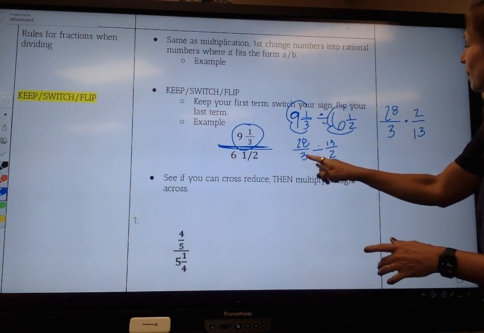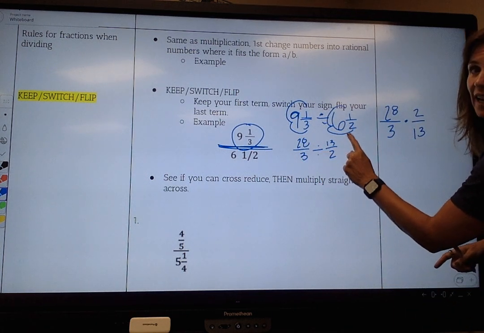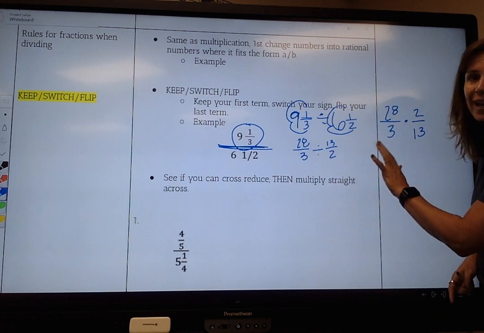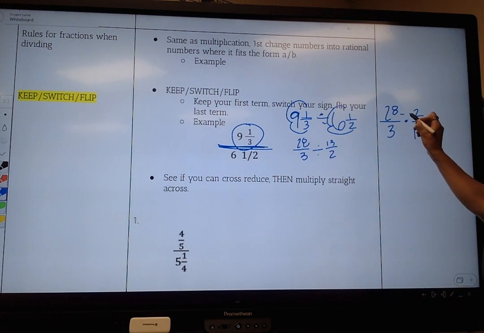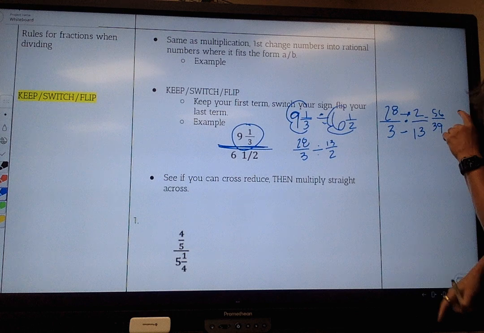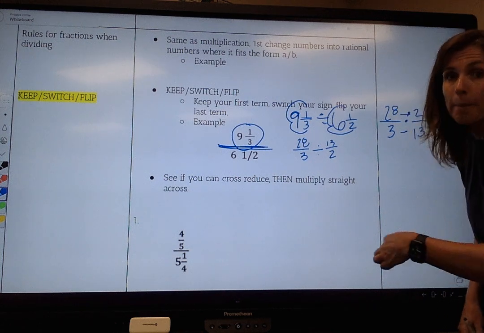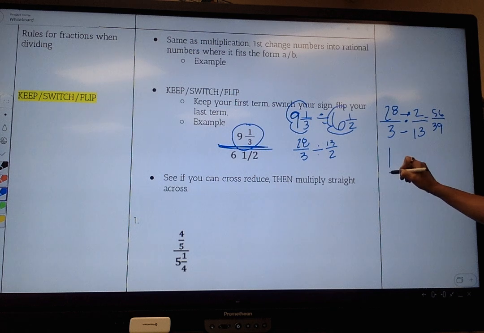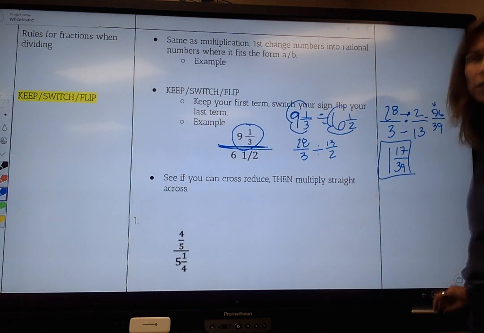So I keep it, I switched it, and I flipped it. Keep, switch, flip. I do want to see if I can cross-reduce. I can't in this case, so what do I do? I multiply straight across, and I get 56 over 39. That is improper, so we're going to change it back into a mixed number. 39 goes into 56 one whole time, with 17 left over, and 39 remains my denominator. Okay? So I get 1 and 17/39.